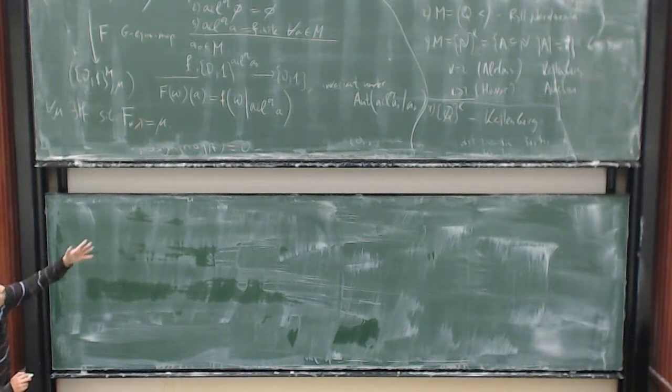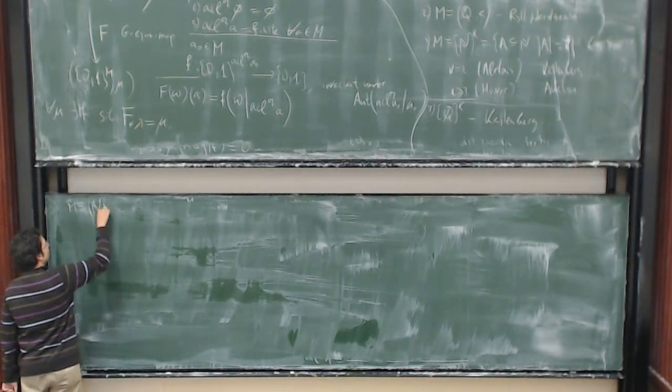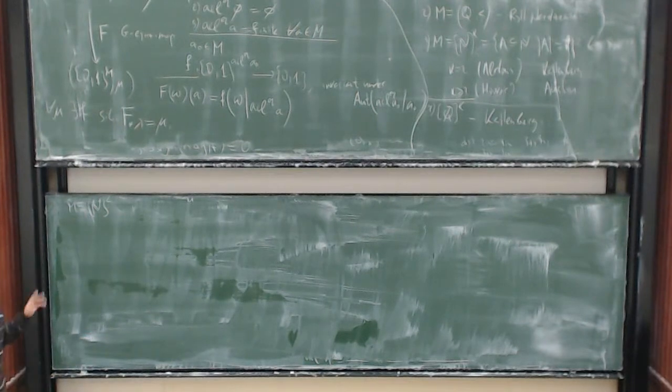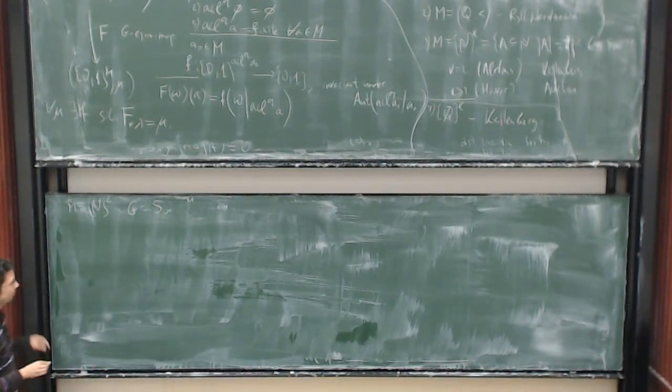Maybe I should say what happens. Let's take this simple case and just do it quickly, to see what the statement is in a concrete situation, to actually make some sense of this. So you take M equal to N squared, G equal to S infinity.